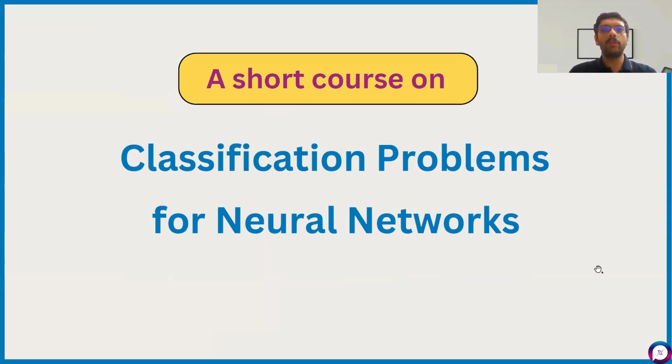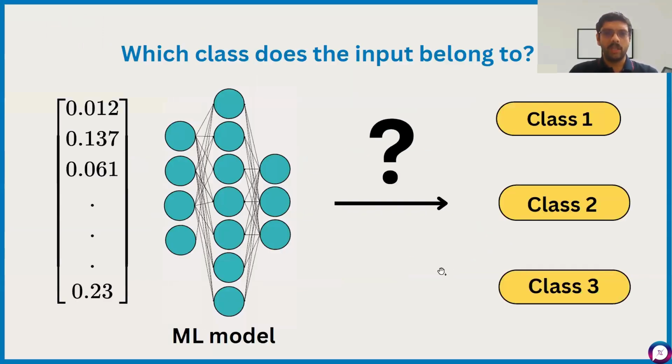So let's do a quick overview of what a classification problem is. Now a classification problem, as the name suggests, is very simple, right? Given an input and a machine learning model, in our case, a neural network, the job of the model is to just predict what class the input belongs to. So, does the input belong to class 1, class 2, or class 3? And as you can see here, the input is basically a vector, right? Which is basically a collection of numbers that represents the quantity it's trying to classify.